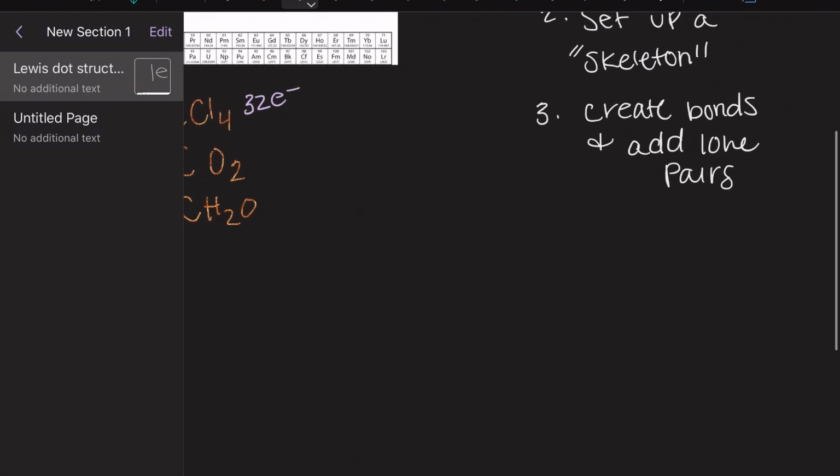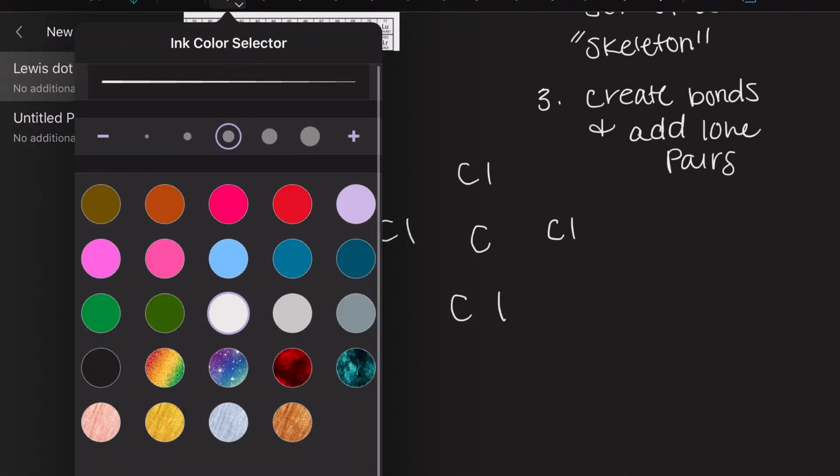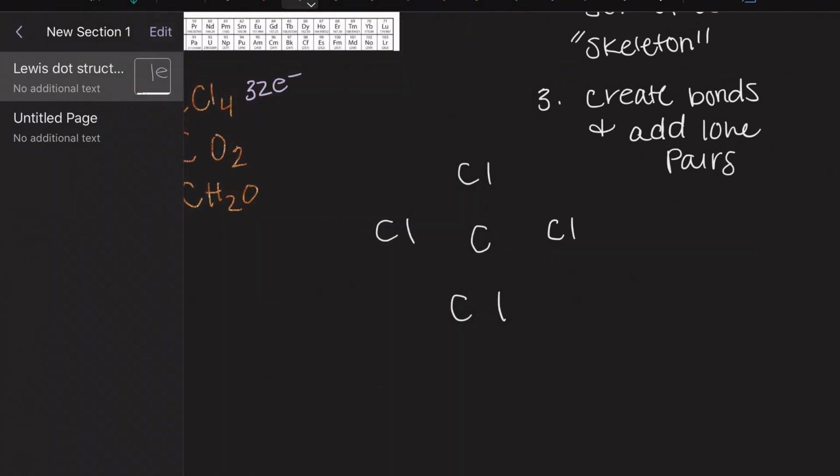Now, we need to draw its backbone, or its structure. Since we know that it has 1 carbon and 4 chlorines, it's usually pretty safe to assume that we'll have a carbon with a chlorine on every single side of it. So carbon surrounded by 4 chlorines. And then we can get to adding our dots, since this is, of course, a Lewis dot structure. We'll add a single bond between everything. And so we'll add 8 electrons. And our options from here are to add double bonds now, or to add lone pairs.